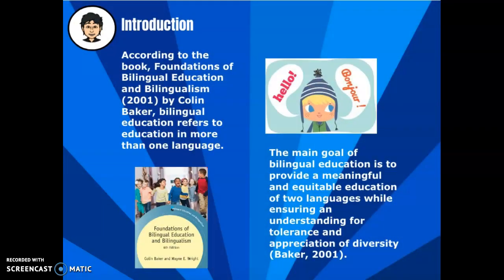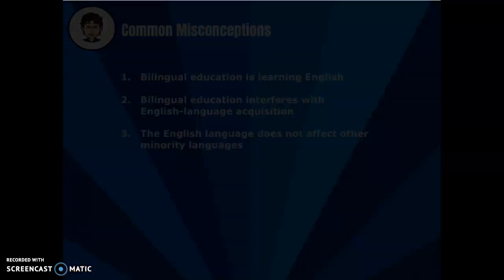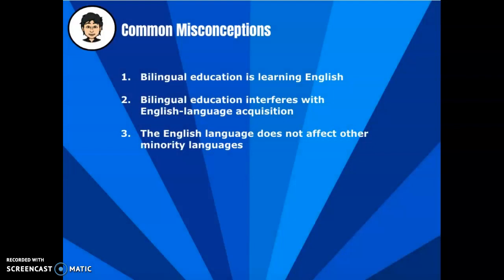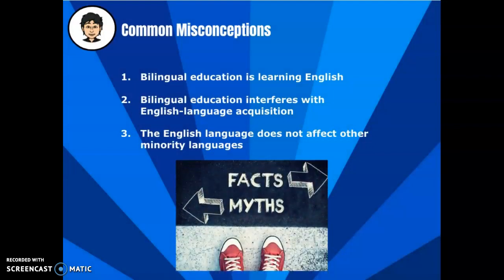Bilingual education refers to education in more than one language. Also, the main goal of bilingual education is to provide a meaningful and equitable education of two languages while ensuring an understanding for tolerance and appreciation of diversity. This presentation will focus on three common misconceptions regarding bilingual education with a connection to the history of bilingual education.